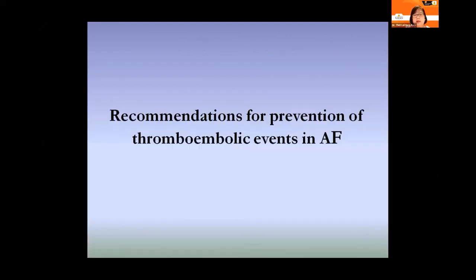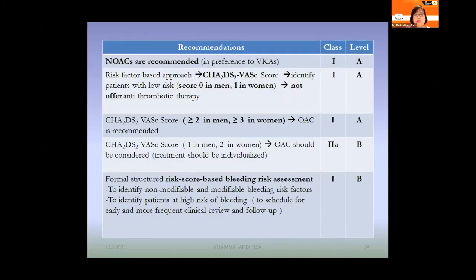So what is the recommendation for prevention of thromboembolic events in AF? So NOACs are usually recommended. This is the class 1A. If the CHA2DS2-VASc score is 0 in men, 1 in women, do not offer antithrombotic. CHA2DS2-VASc score 2 or more in men, 3 or more in women, oral anticoagulant is highly recommended. This is the class 1A. So if the CHA2DS2-VASc score is 1 in men, 2 in women, you can give oral anticoagulant, but the recommendation is less. This is 2A recommendation.